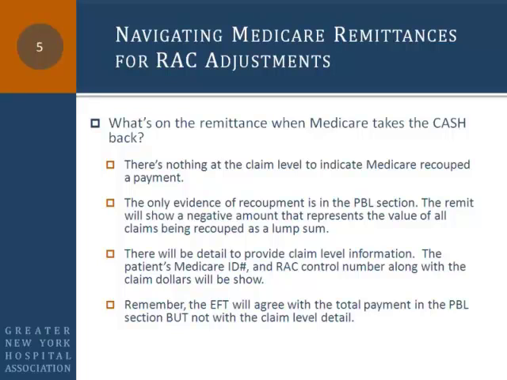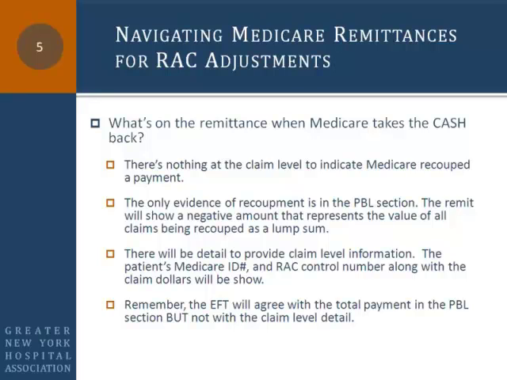Let's move on to what happens when Medicare actually takes back the payment. As I mentioned before, based on several options available, the day will come when you actually give up the cash and Medicare takes back the overpayment. So how does this really work? The 835 remittance will only have an entry at the summary level, not at the claim level as in the previous example. So you lose the detail that you saw in the initial claim level adjustment.